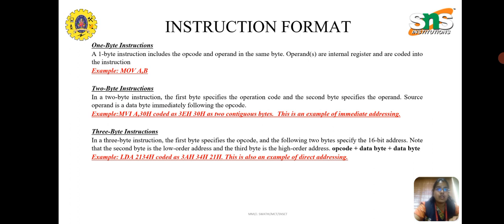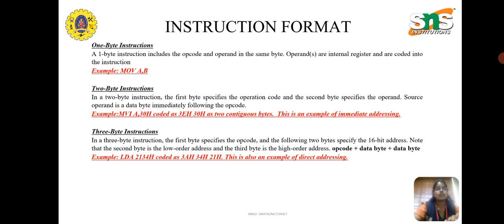Apart from that, we have 3-byte instructions. In a 3-byte instruction, the first byte specifies the opcode and the following 2 bytes specify the 16-bit address. Note that the second byte is the lower order address and the third byte is the higher order address, that is, the template is opcode plus data byte plus data byte. Here we have an example like LDA 2134H, coded as 3AH 34H 21H. It is also an example of direct addressing.